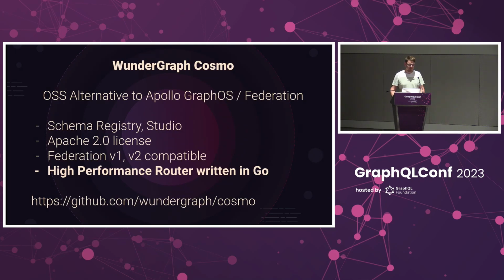Okay. Last week we launched Cosmo, which is an open source replacement for Apollo GraphOS in Federation. We do schema registry, studio, blah, blah, blah, Apache 2.0. And what is outstanding in what we do is our high-performance router written in Go. And today we talk about the evolution of this router. It is based on GraphQL Go tools, which is a library that I've built and maintained over more than 5 years now.